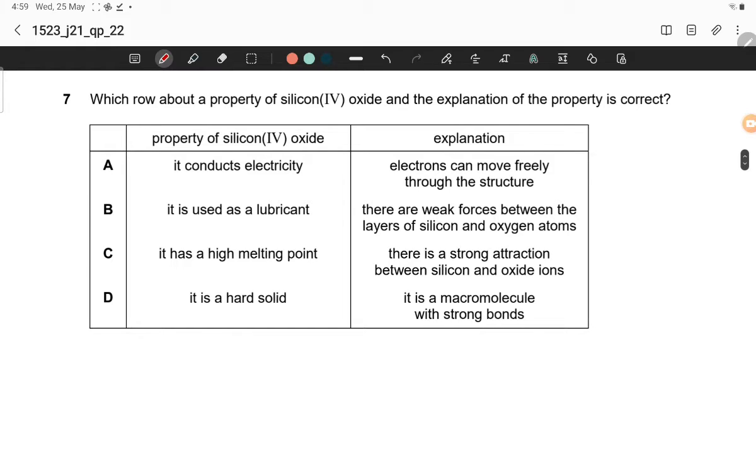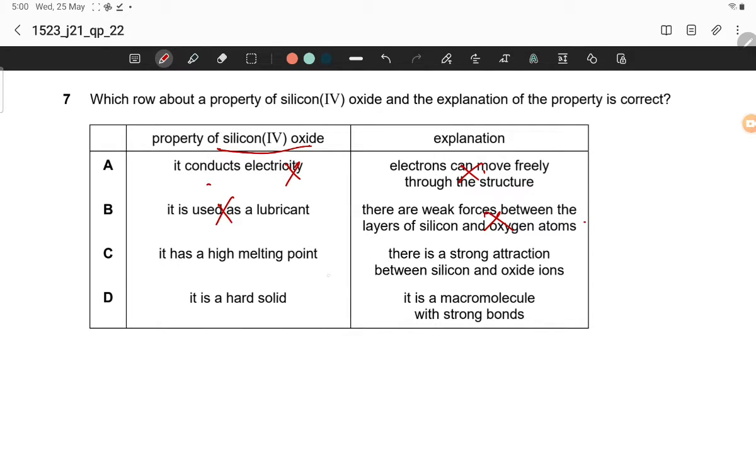Which row about a property of silicon(IV) oxide and the explanation of the property is correct? Silicon(IV) oxide conducts electricity. No, it does not have free moving electrons. Electrons can move freely through the structure, so this is not correct. It is used as a lubricant. Silicon(IV) oxide is not used as a lubricant. There are weak forces between the layers of silicon and oxygen.